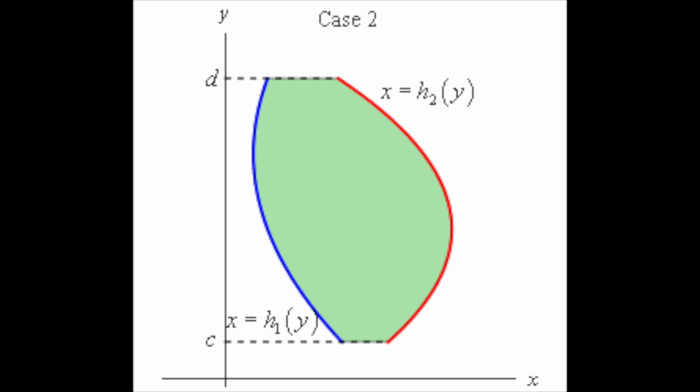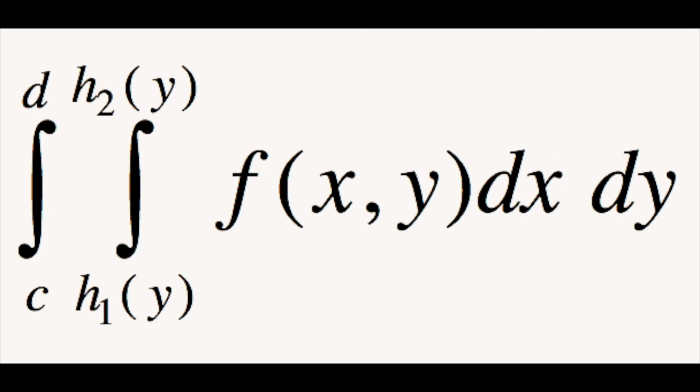For a horizontally simple region, the h2 of y, or right curve, will always be the upper bound, and the h1 of y curve, or left curve, will always be the lower bound of the inner integral. And for the outer integral, you'll have the bounds of the surface with respect to y from c to d.